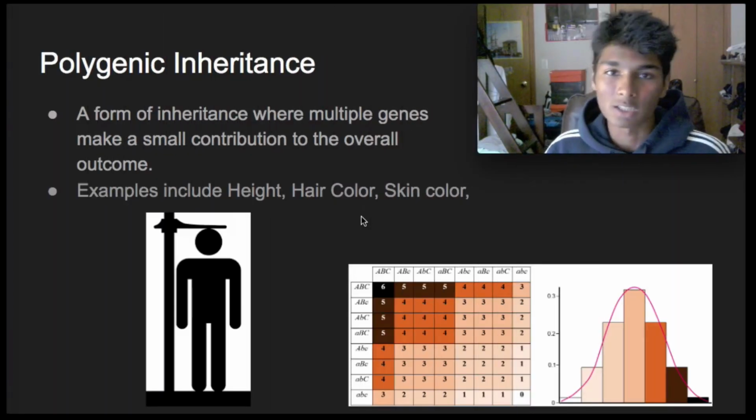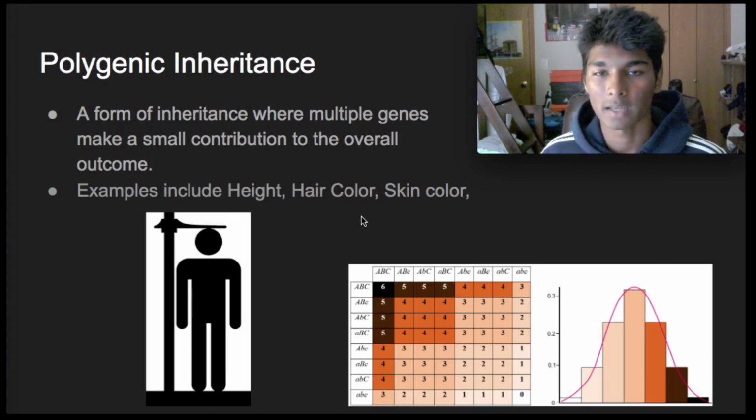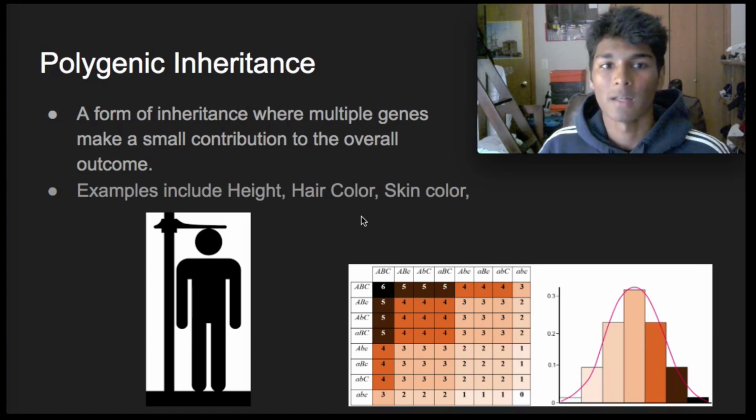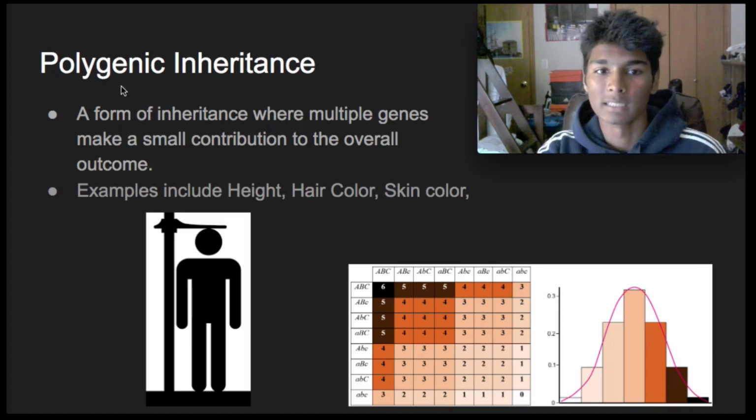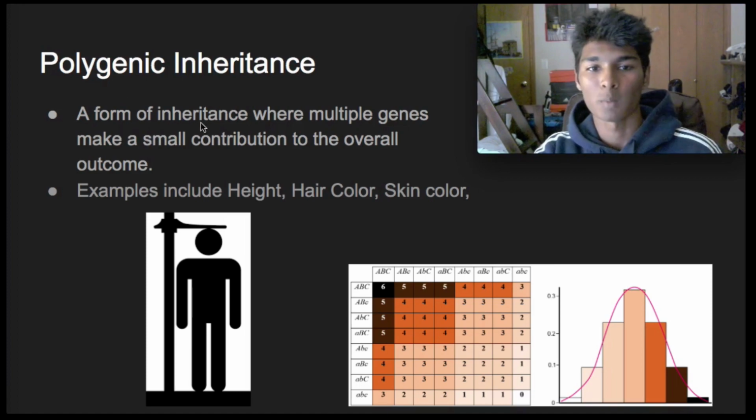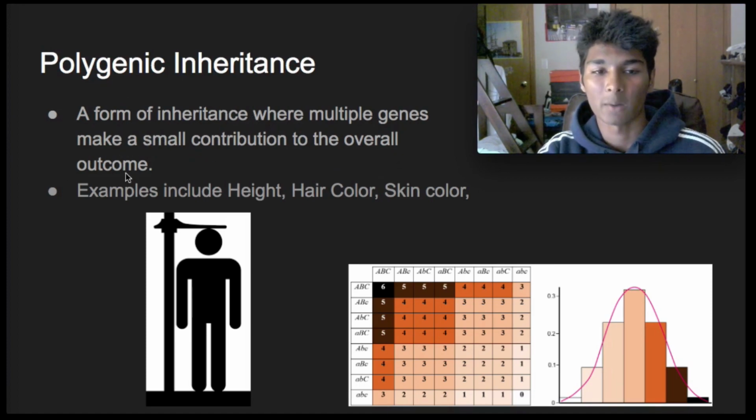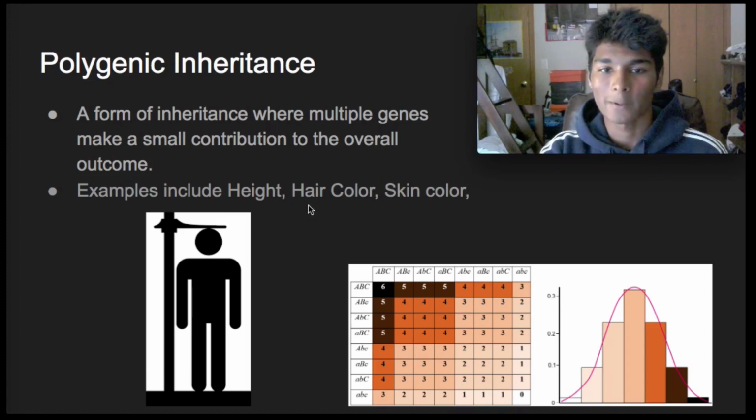Alright, so we've talked about all these different forms of dominance, and I'm sure you've noticed that in all of these forms of dominance, it's just two alleles or two genes interacting with each other. However, the reality is that most of our traits, like height, skin color, etc., are not determined just by two genes, but rather by several, and that's what polygenic inheritance is. So polygenic inheritance is a form of inheritance where multiple genes make a small contribution to the overall outcome, and some examples, like I said, are height, hair color, and skin color.